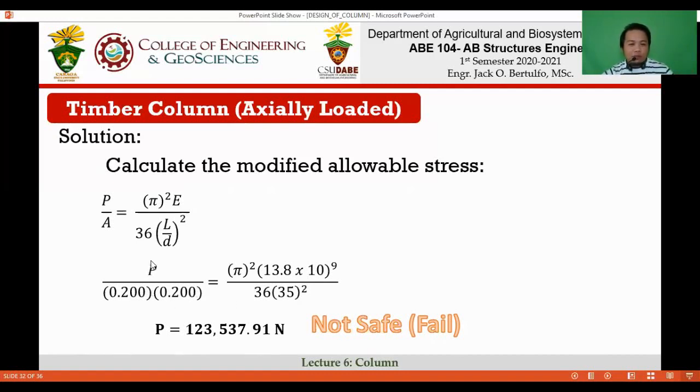So what if it reaches 240? Therefore, it will fail. So therefore, our design is not safe. This 200 square cross-section is not safe. So therefore, we need to redesign.